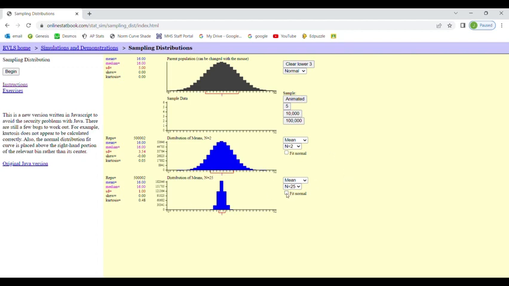All right, we can also turn on our normal curves. You can see the normal curves fit pretty well through the tops of each one of those little bars. Okay, so let's go back to our PowerPoint now.